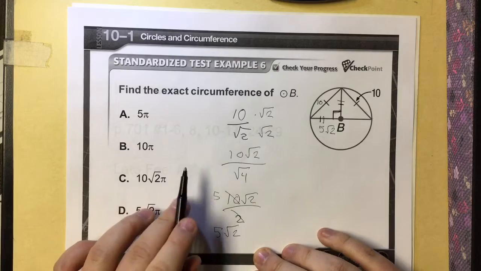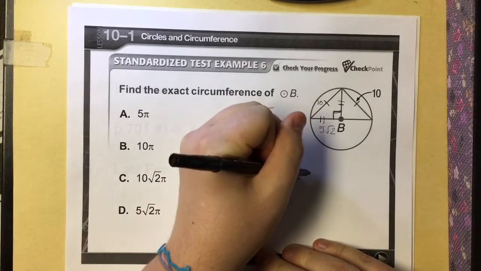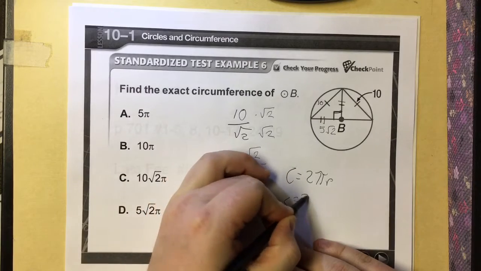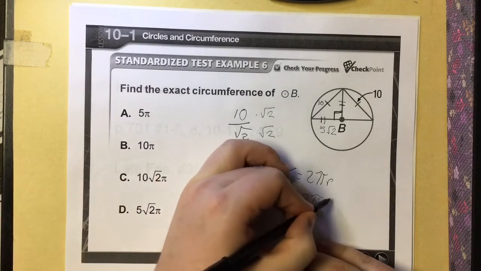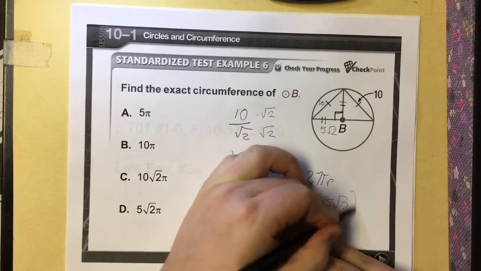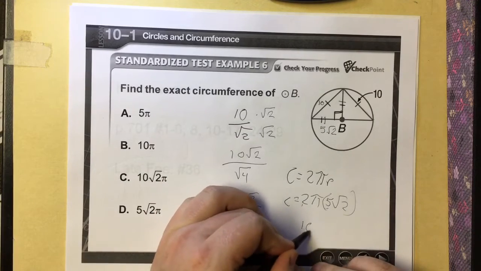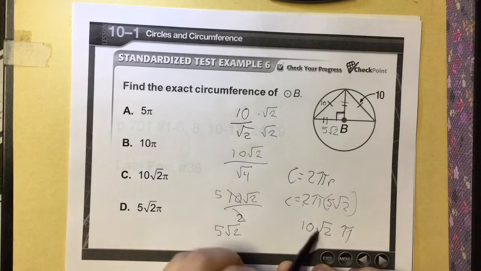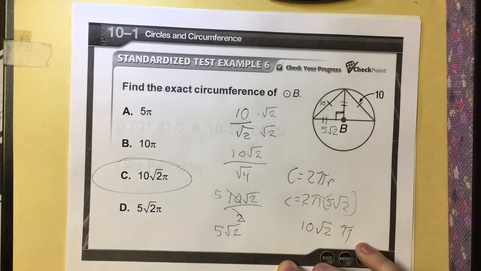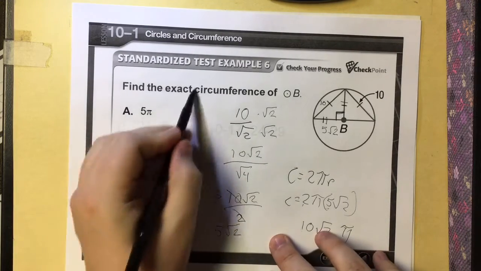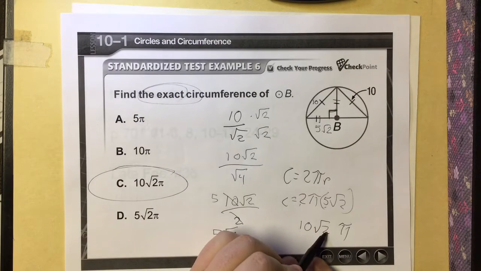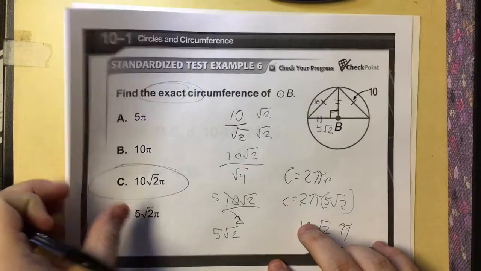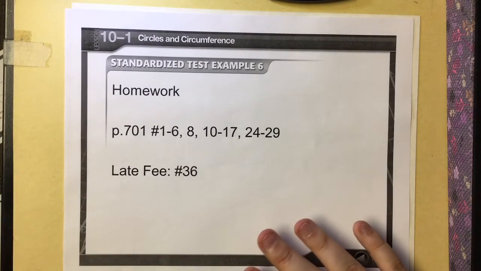So to find the circumference, circumference is equal to 2 pi r. Circumference is equal to 2 pi times 5 radical 2. 2 times 5 is 10 radical 2, and we have a pi. 10 radical 2 pi. There it is, exact. It says exact, so we don't round this off as a decimal, and we don't round that off as a decimal. There it is. All right, here's your homework.